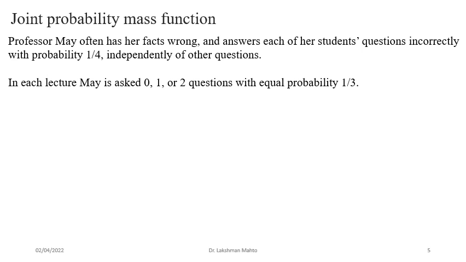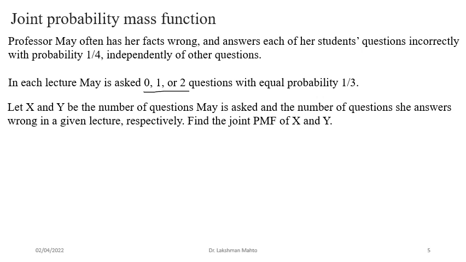Now in each lecture, Professor May asks either zero questions, one question, or two questions, each with probability 1/3. That means the probability of asking zero questions is 1/3, the probability of asking one question is 1/3, and the probability of asking two questions is 1/3. It is an equally likely situation.